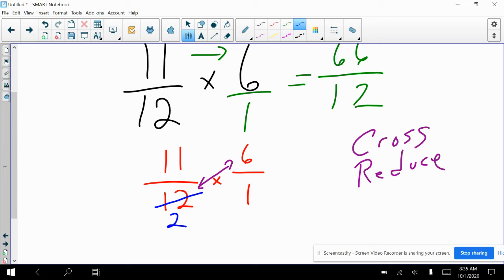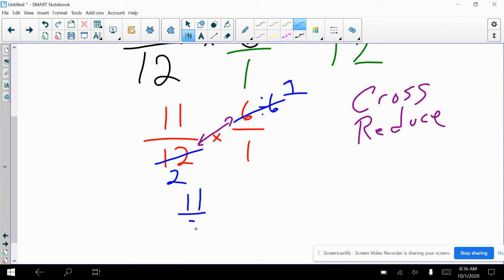What do we forget to do? If I took 6 into 12, what else do I have to take 6 into? Can you look at the arrow? The arrow doesn't go to the 11. We are cross reducing. I have to take 6 divided by 6 and get 1 now up top.